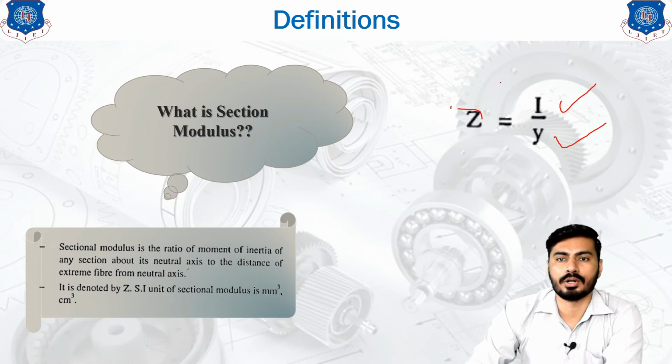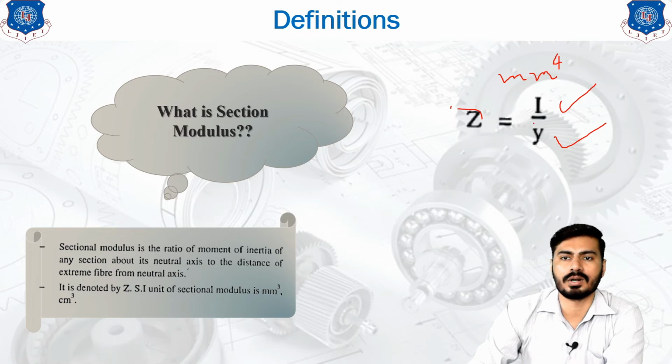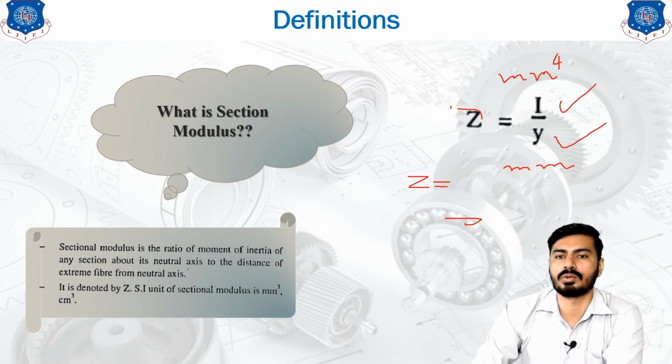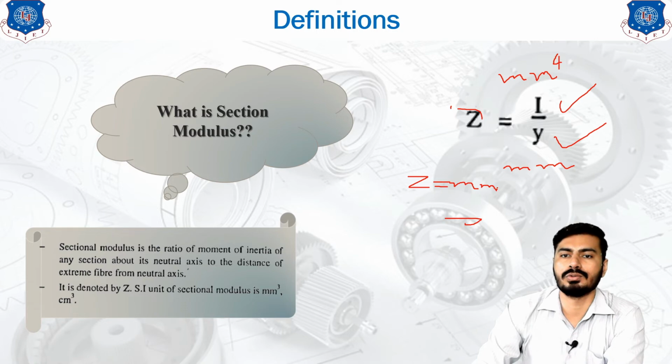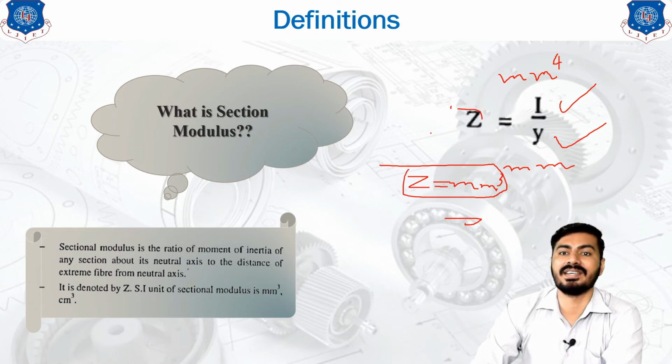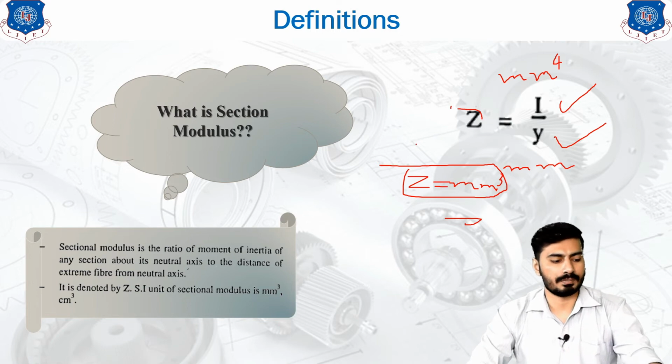We know that moment of inertia can be written in terms of mm raised to 4, and distance can be written in terms of mm. So the final unit for Z comes out to be mm raised to 3. So this is our basic formula and basic unit of the section modulus.